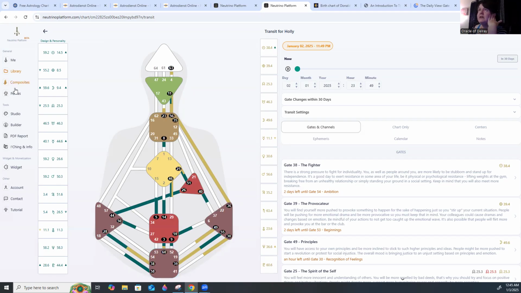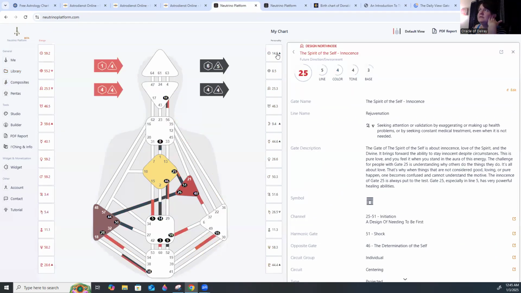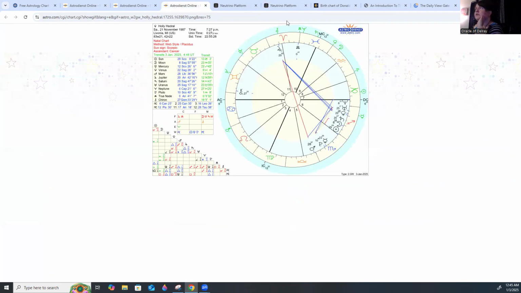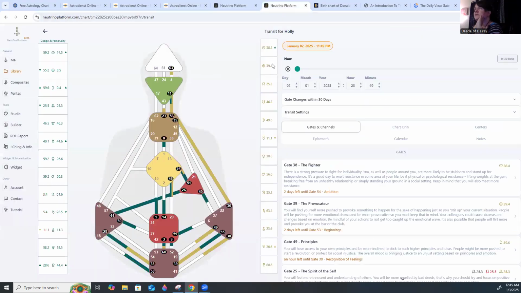But on a transit, my personality and design, my two birth charts, are now all bound together over here. So there's my sun. This personality sun is 14.5. My design sun is 59.2. And here are the transits. The sun is in 38.4. That corresponds to the sun being in 13 degrees Capricorn, which translates into being in hexagram 38, line 4.